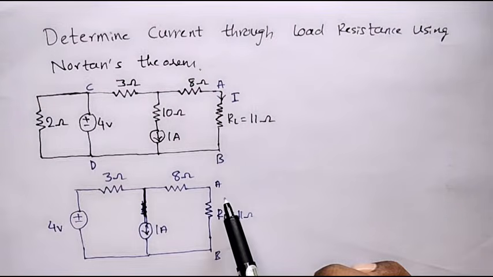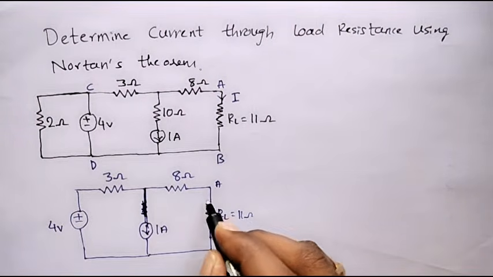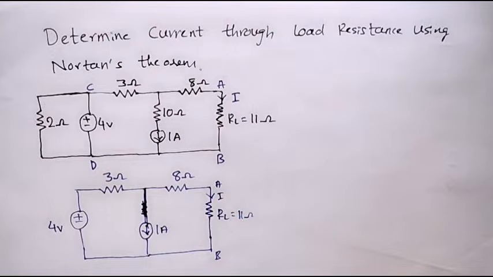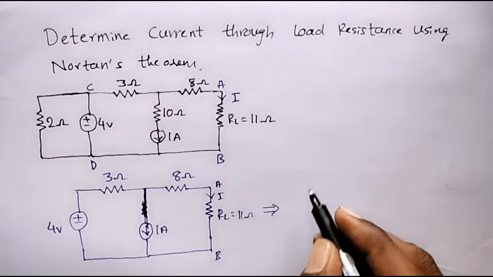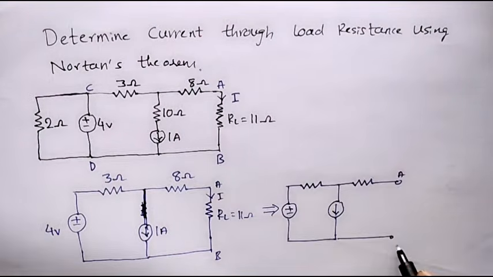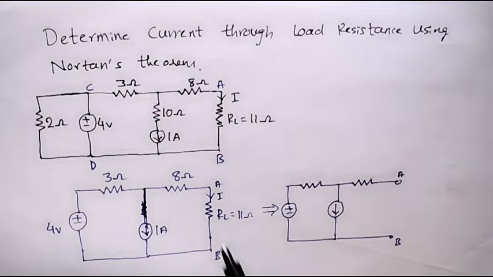Now we are supposed to calculate the current through the 11 ohm resistor using Norton's theorem. We know that in Norton's theorem, the branch in which we are calculating current or voltage is supposed to be removed from the circuit, then it becomes open, then we are supposed to short it by connecting a wire. I'll redraw the circuit. So now I removed this RL from this circuit. Now the terminals A and B become open.